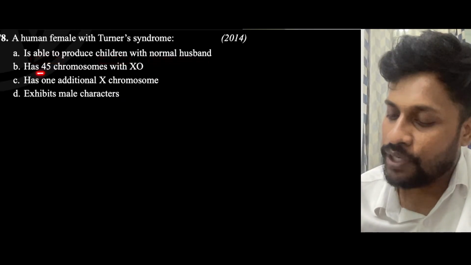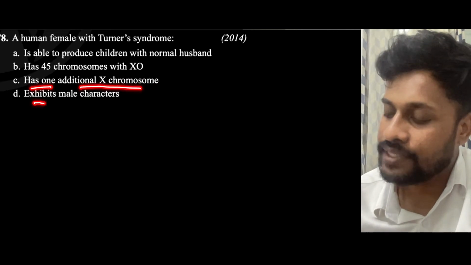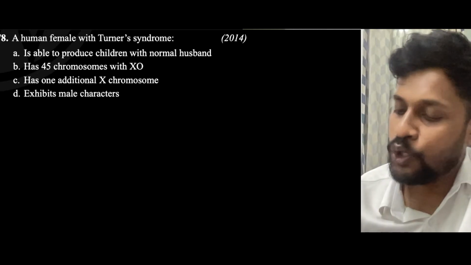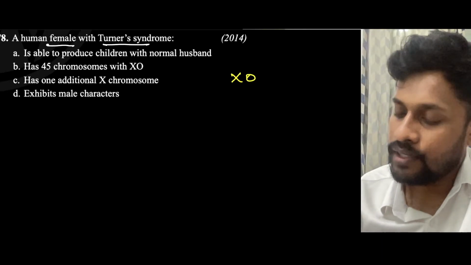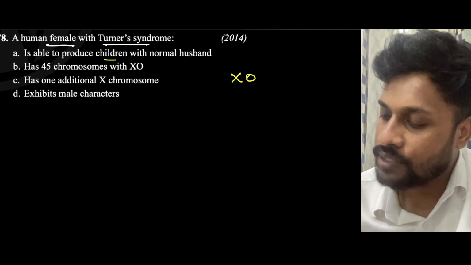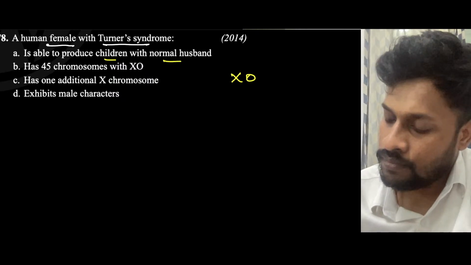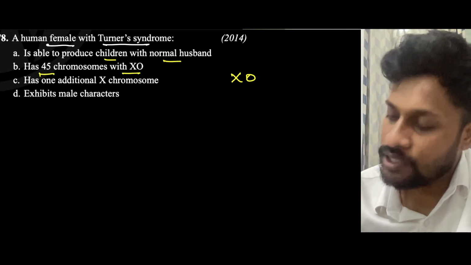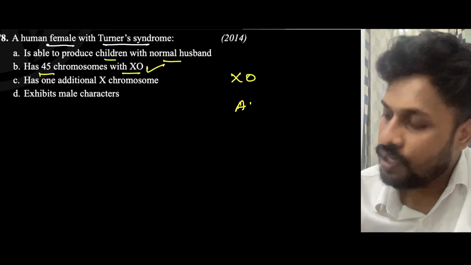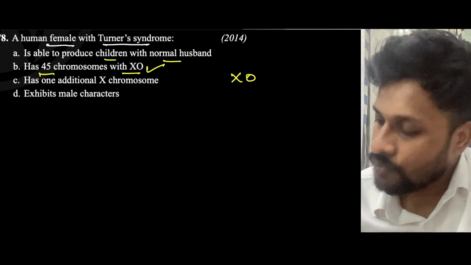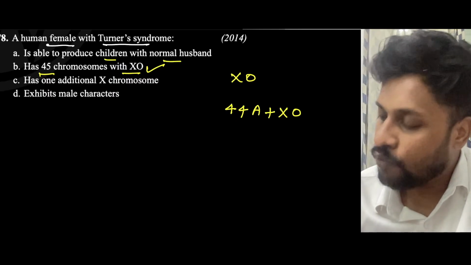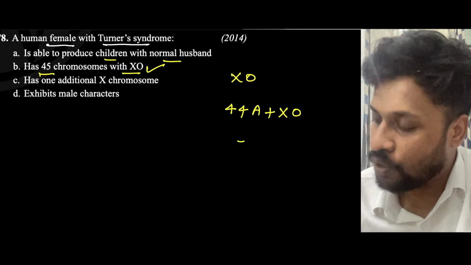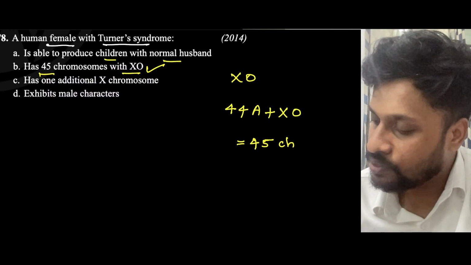Yeah, fine. Now, a human female with Turner syndrome is able to produce children with a normal husband, has 45 chromosomes with XO, has one additional X chromosome, exhibits male characters. Human female with Turner syndrome. Turner syndrome means what? XO condition. Is able to produce children with the normal husband. Has 45 chromosomes with XO. This is true now, because they will have 44 autosomes plus XO, which means 44 autosomes plus 1 X chromosome. Total 45 chromosomes.